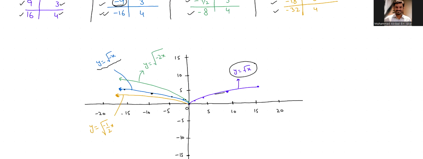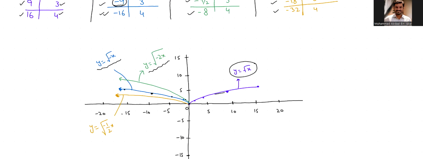Similarly, if we need to sketch the graph of y is equal to square root of -1 over 2x, we take some values of x and then plot the points. For y is equal to square root of -1 over 2x, we consider x is equal to 0, we get y is equal to 0. Okay. So for -2, we get 1. For -8, we get 2. For -18, we get 3. For -32, we get 4.